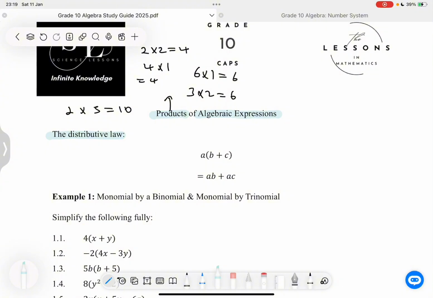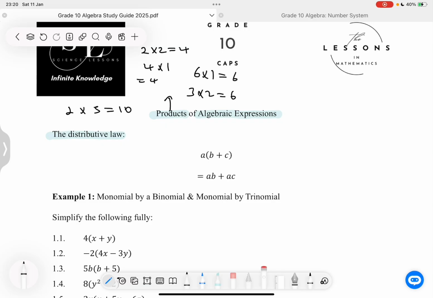This law says that if you have a monomial A, remember it's one term, multiplied by a binomial B and C, remember that we have two terms here, and this becomes a binomial. Because they are multiplying each other, remember that brackets in mathematics means multiplication. Because this monomial is multiplying this binomial, the answer that we're going to get here is going to be called a product. Hence, we say we're doing products of algebraic expressions.